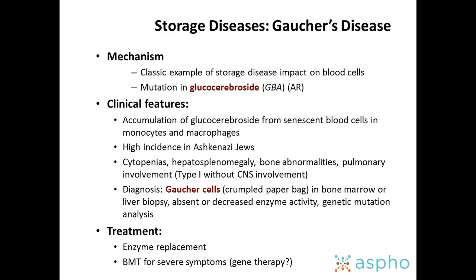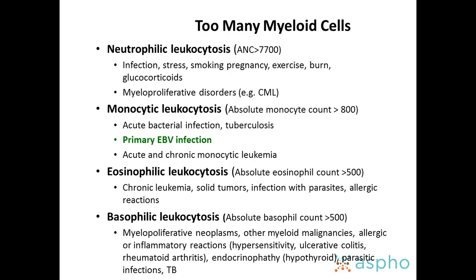So some people are fine, depending on what their specific phenotype is and what the specific mutation is, but enzyme replacement can sort of preserve neurologic function and can restore heme function. If you have really severe symptoms, BMT, and I think this is something that's being worked on for gene therapy. All right, so let's get into too many myeloid cells.